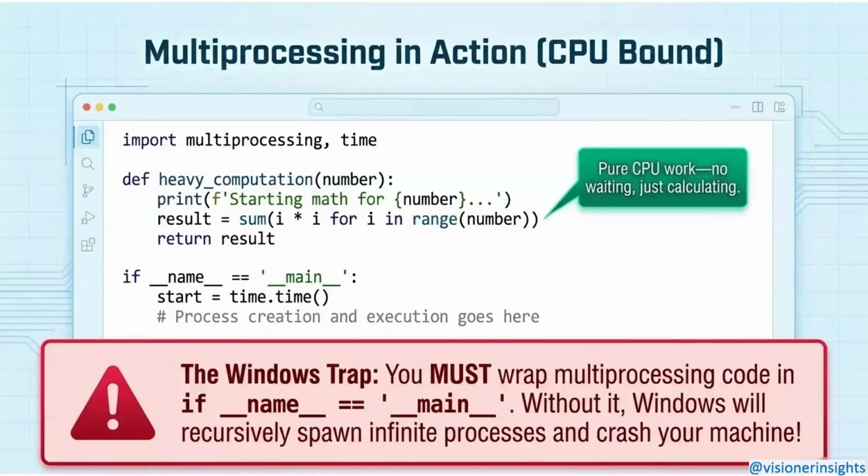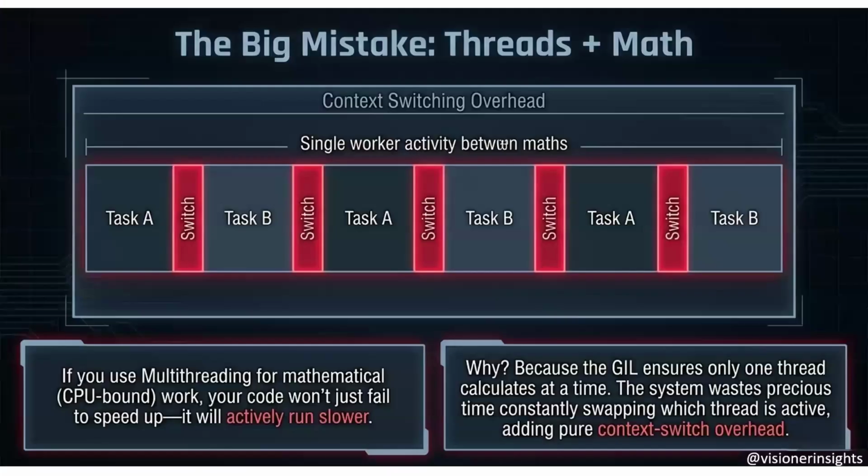When you use multiprocessing, you absolutely must wrap your execution code inside an if __name__ == "__main__" block. Because multiprocessing actually imports your script to create new processes. Failing to use this guard on Windows will cause it to recursively spawn infinite processes until your machine literally runs out of memory and crashes the whole shebang. Consider yourself warned.